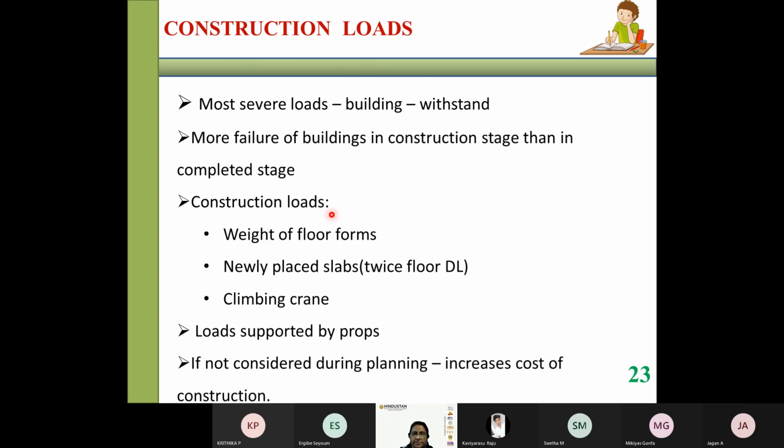So what do the construction loads include? It includes the weight of the floor forms. What is floor forms? You know the framework, the scaffolding. Whenever we do a slab concreting or a column concreting or walls, you have floor forms, isn't it? You make your formwork.